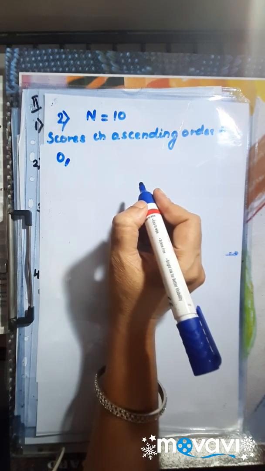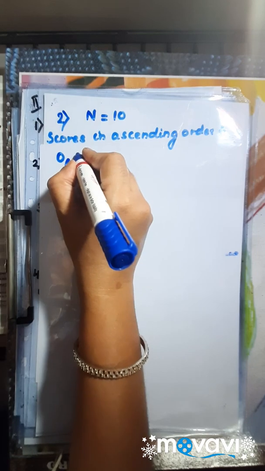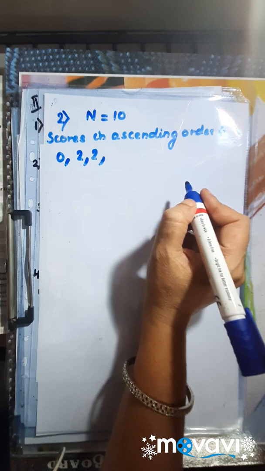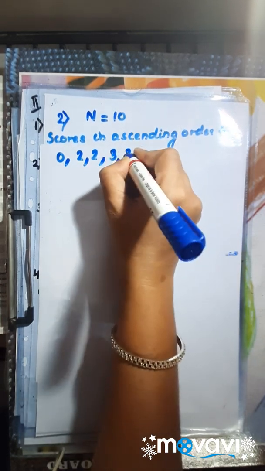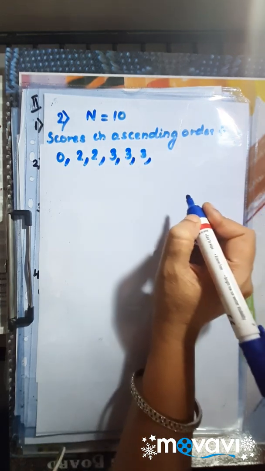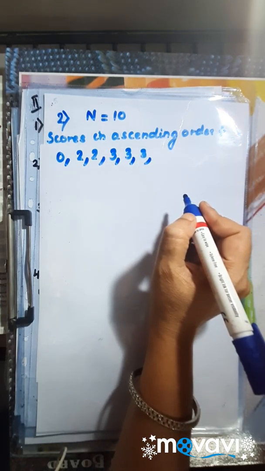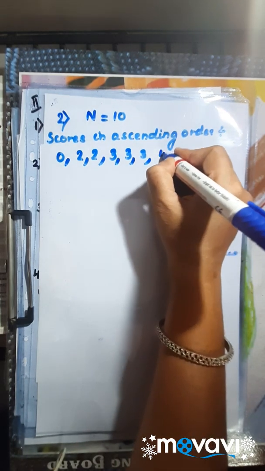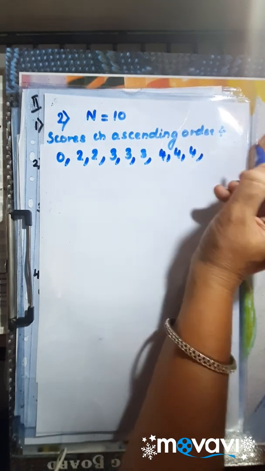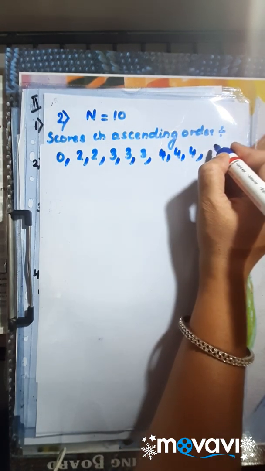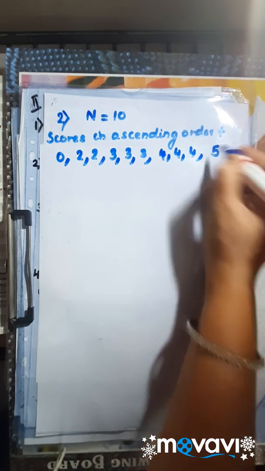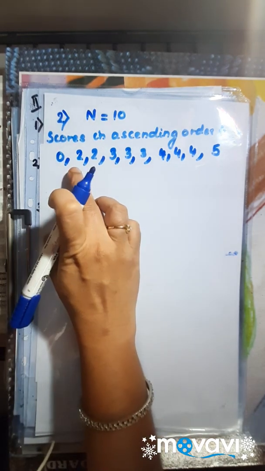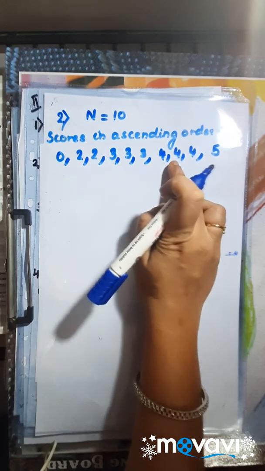Okay. Now, how many times is 2 there? 2 is there twice. Then, how many times is 3 there? 3 is there thrice. How many times is 4 there? Also thrice. And the last is 5. Now, pay attention. Let's see, there are 10 scores. 1, 2, 3, 4, 5, 6, 7, 8, 9, 10.